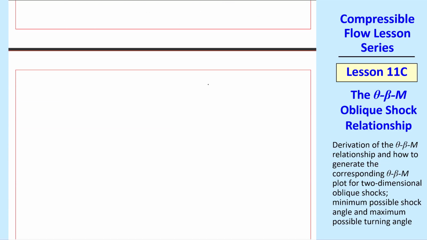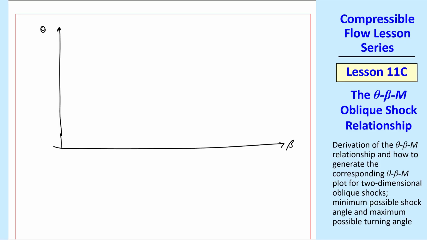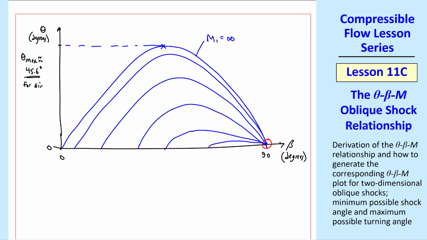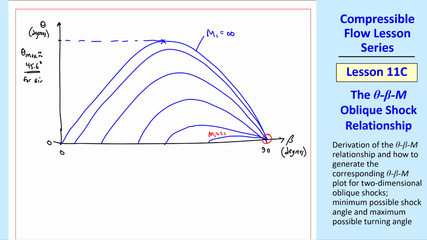I'll sketch it here. Typically we plot theta versus beta from 0 to 90 degrees, and theta, the turning angle, goes from 0 to some maximum, which is approximately 45.6 degrees for air, which is the maximum possible turning angle for an oblique shock in air. This occurs at a Mach number M1 of infinity. For Mach numbers less than infinity, the curve does not rise as high. But all of these curves go to 90 degrees on the right, which represents the normal shock. This is not to scale, but these small curves down here will be Mach numbers close to 1, and the curves get larger as M1 increases.